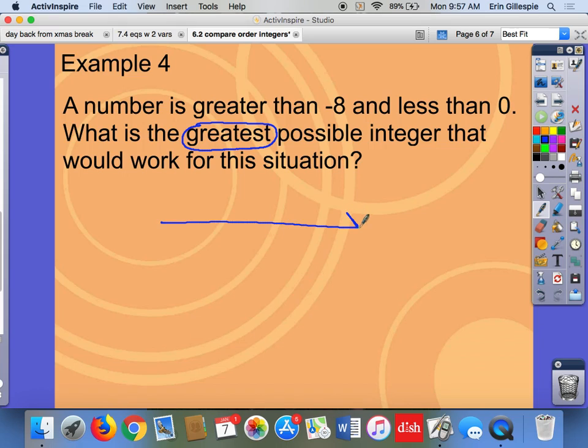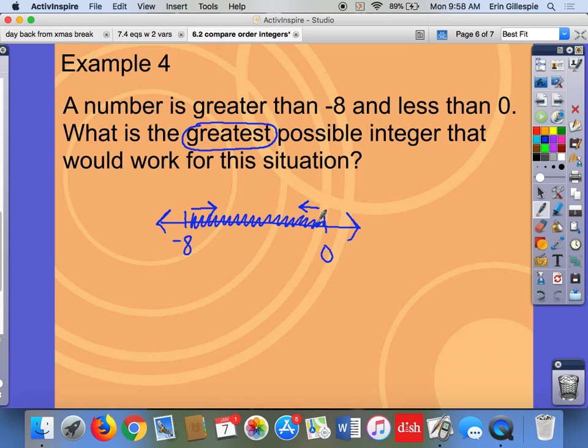So it might help to draw yourself a number line. -8, 0. Your number's greater than -8. Well, greater would be going this way, but less than 0. So it has to fall somewhere in this range. Remember when we graphed inequalities? Okay. It's kind of like a graph of an inequality there. So our number could be somewhere in that range.